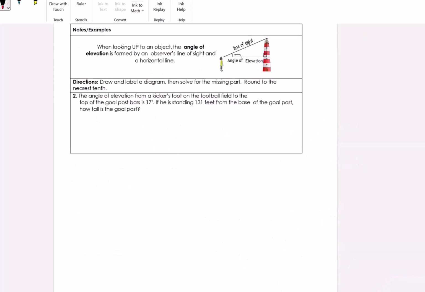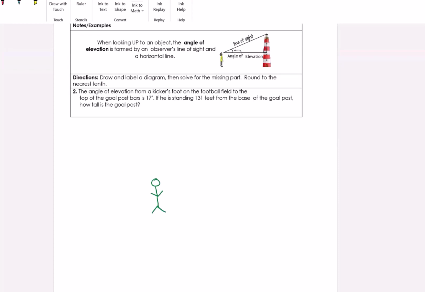The angle of elevation, which means I'm looking up. The angle of elevation from a kicker's foot on the football field to the top of the goalpost bars is 17 degrees. If this is my kicker and he's kicking a football, and then the goalpost is down here.